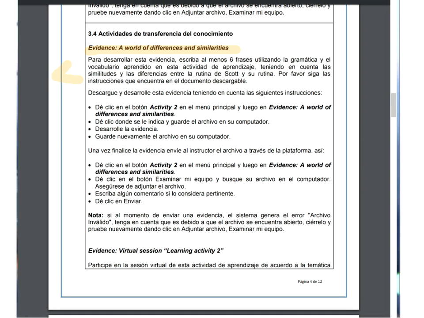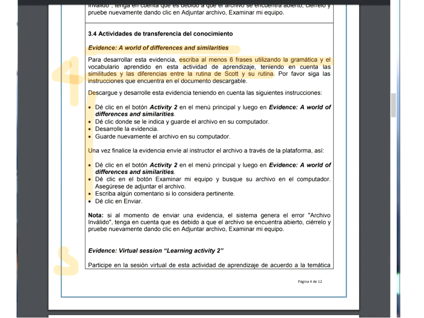Let's continue with evidence number 4. A word of differences and similarities. This is number 4. You're going to write 6 phrases using the grammar and vocabulary studied in this unit. And you're going to find the similarities and differences in the routines of school and your personal routine. And these are the instructions.